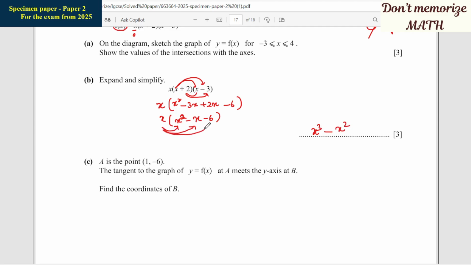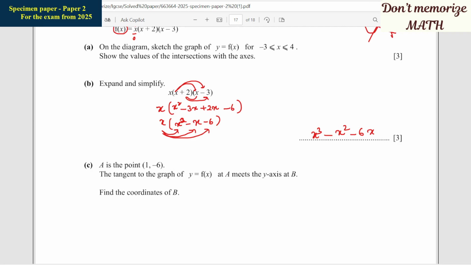x times minus 6 is minus 6x. Okay, so the answer is x cube minus x square minus 6x. Next, part C. A is the point 1 comma minus 6.